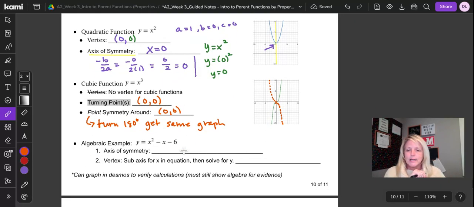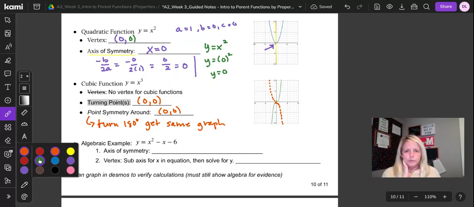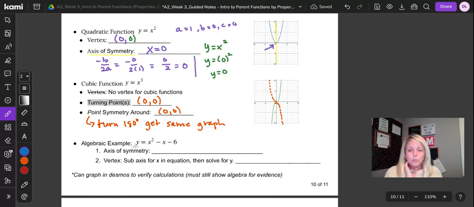All right, let's look at an algebraic example real quick. If they don't give you a graph, then we can look at the equation. First thing we're going to find is the axis of symmetry, because we know that is negative b over 2a. So for this equation, my a is 1, because I have x squared, so the number is 1. My b is -1, this -1 out front. And my c is a -6.